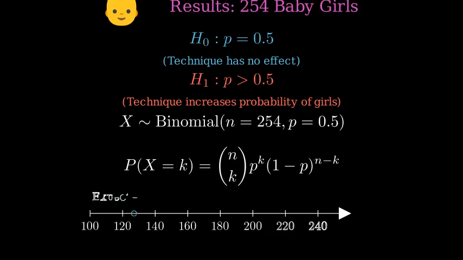Under the null hypothesis, we'd expect about 127 girls out of 254 births. However, we observed 254 girls, which is significantly higher. Now, let's calculate the p-value, the probability of observing 254 or more girls if the technique truly had no effect.